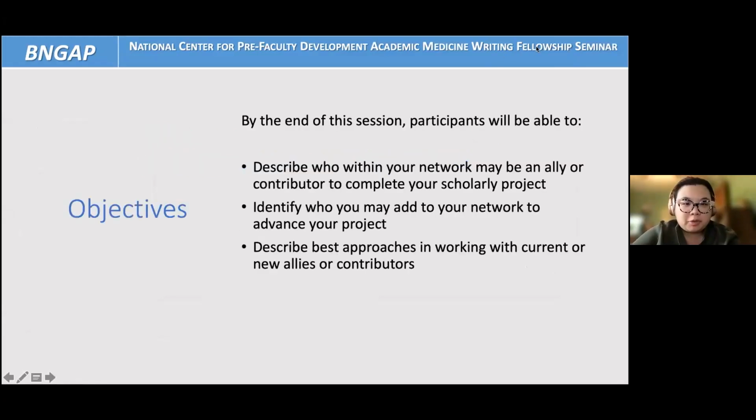And so the objectives for our session are for you to describe who within your network may be an ally or contributor to complete your scholarly work. Second, to identify who you may add to your network to advance your project. And third, to describe best approaches in working with current or new allies or contributors.